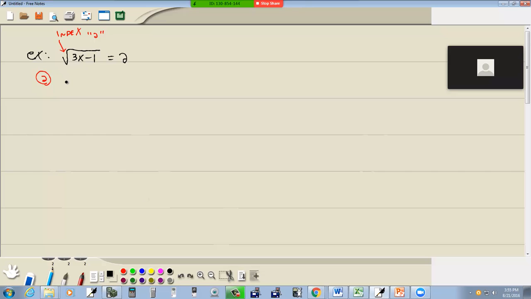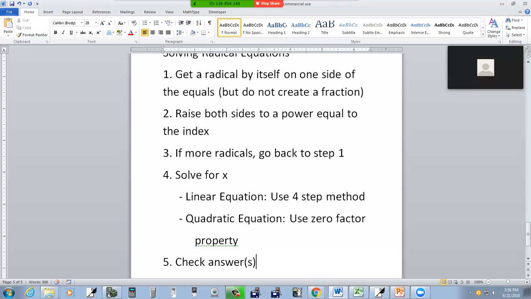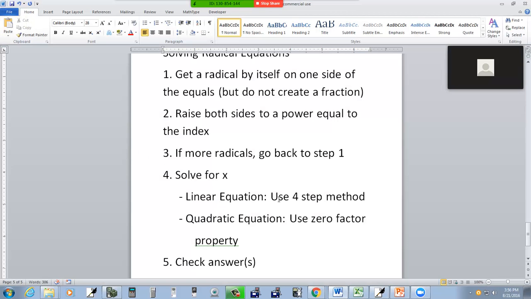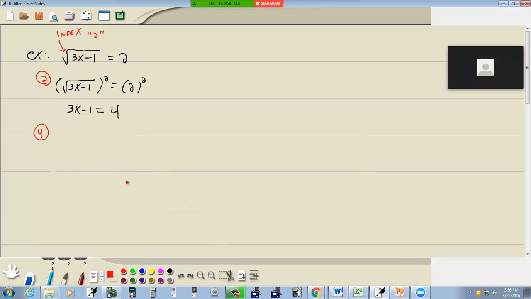So for square roots, we're going to raise both sides to a power equal to the index. So we're going to square both sides. So we've got square root of 3x minus 1 squared is equal to 2 squared. Now whenever your index matches the power you're raising to, they cancel each other away, and you're left with what's inside the radical. So we're left with 3x minus 1. And 2 squared is 4. Step 3 says if you have more radicals, go back to step number 1. We don't have any more radicals. Then step 4, solve for x. And this is a linear equation. So we're going to use our 4-step method.